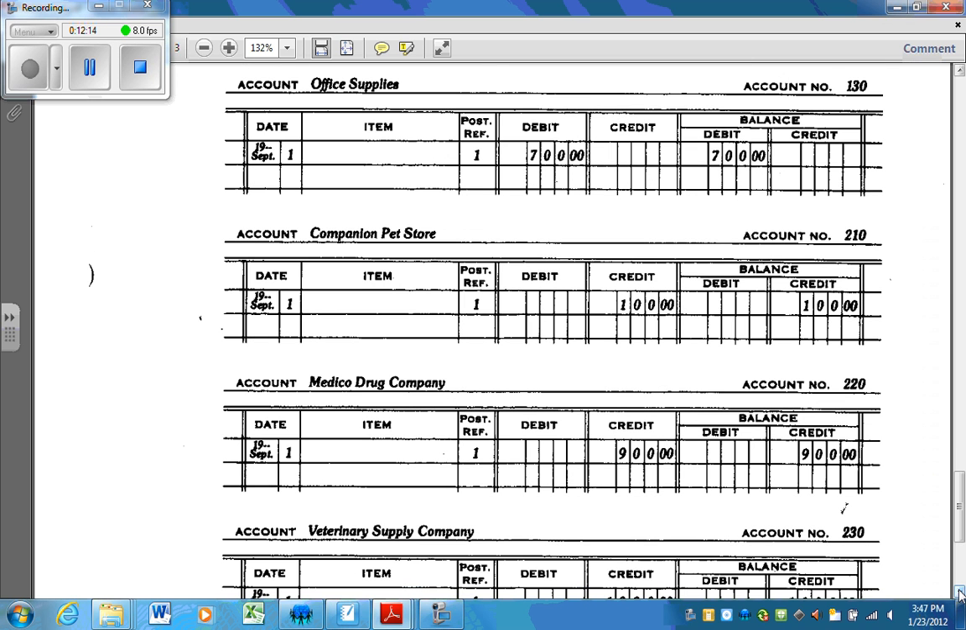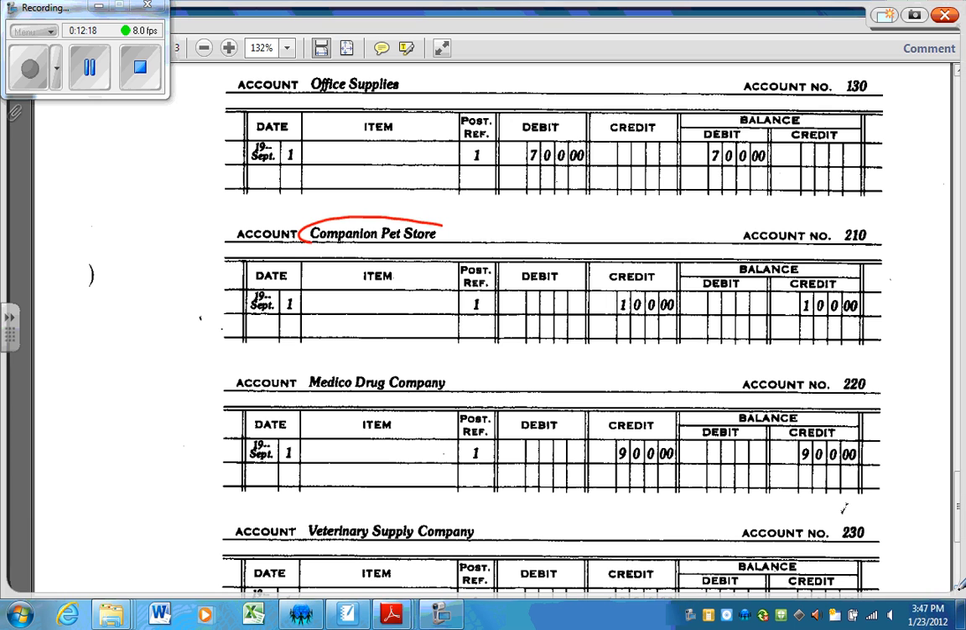Now remember, that one's going to be a liability. So you'll see companion pet store, account number 210. Has the date here again. Instead of G1, it's going to have G1. It has a credit balance of $100. That means we owe companion pet store 100. We know it's a liability. It has to have a credit balance.